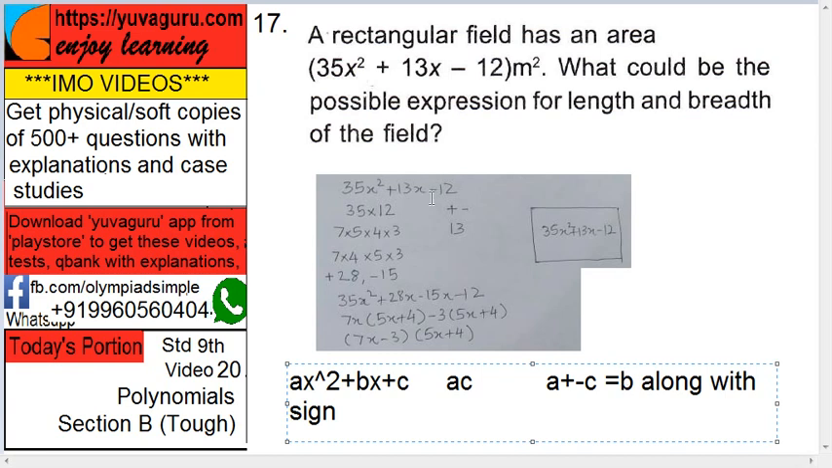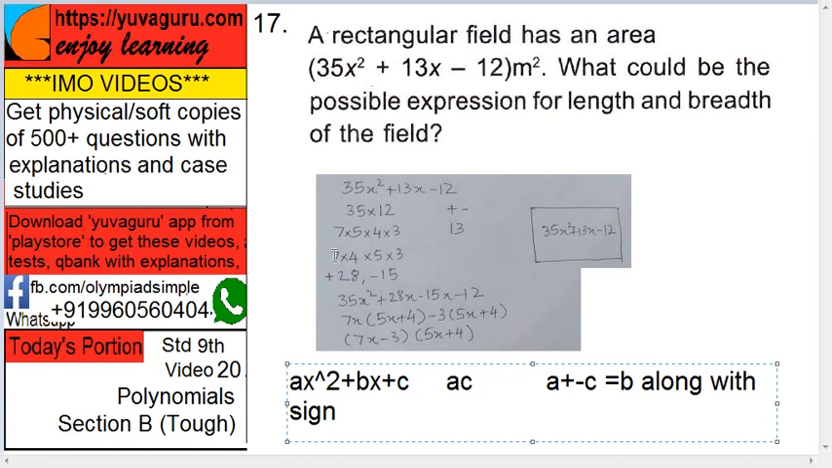So let's solve this. Here it is ax² + bx − c. So AC is 35 into 12, so it should be minus 12 over here. So just solve this, 35 and 12. 7 5s are 35, 4 3s are 12. Now we have to find out 13 from between these. So 7 4s are 28, and 5 3s are 15, right? So 28 and 15. If you subtract 15 from 28, we get the answer as 13, right?